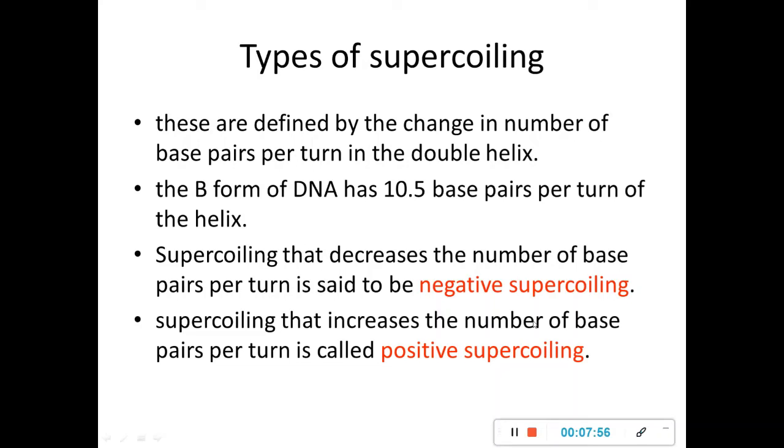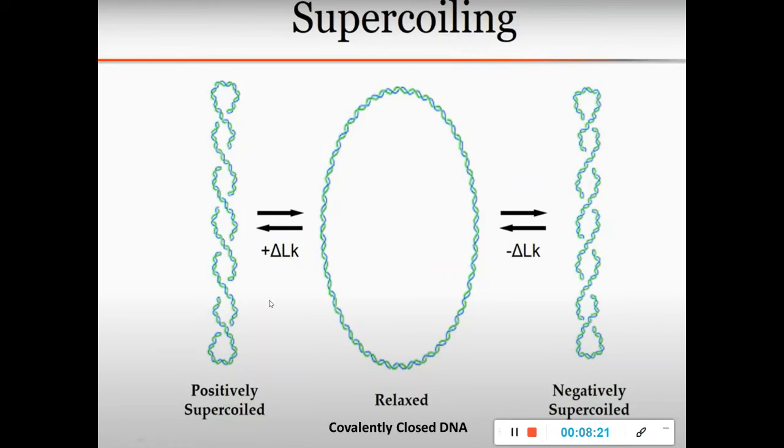Now, in the case of B form of DNA, there are about 10.5 base pairs per turn of the helix. If the supercoiling decreases the number of base pairs per turn, it is said to be negative supercoiling. And if the supercoiling increases the number of base pairs per turn, it is referred to as positive supercoiling. Here, this is a positively supercoiled one. A positively supercoiled one is always a left-handed helix, as you see.